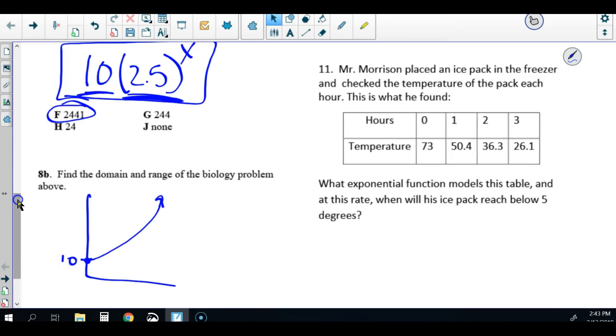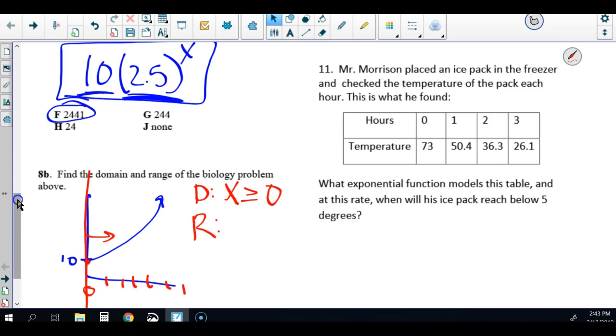Domain is left to right, wall to wall. Here's my left wall. There is no right wall. So domain is all the x values greater than or equal to 0, equal to because of the solid dot. It starts at 0 days, and it grows 1, 2, 3, 4, 5, 6, on and on and on. Every number higher than 0.